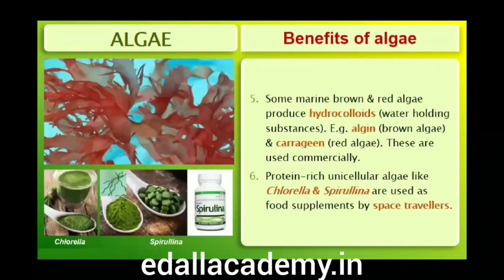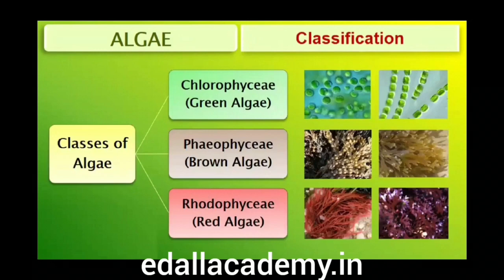Certain marine brown and red algae produce large amounts of hydrocolloids, water-holding substances, for example, algin in brown algae, and carrageenan in red algae, which are used commercially. Chlorella, a unicellular alga, rich in proteins, is used as food supplement even by space travelers. The algae are divided into three main classes: Chlorophyceae, Phaeophyceae and Rhodophyceae.